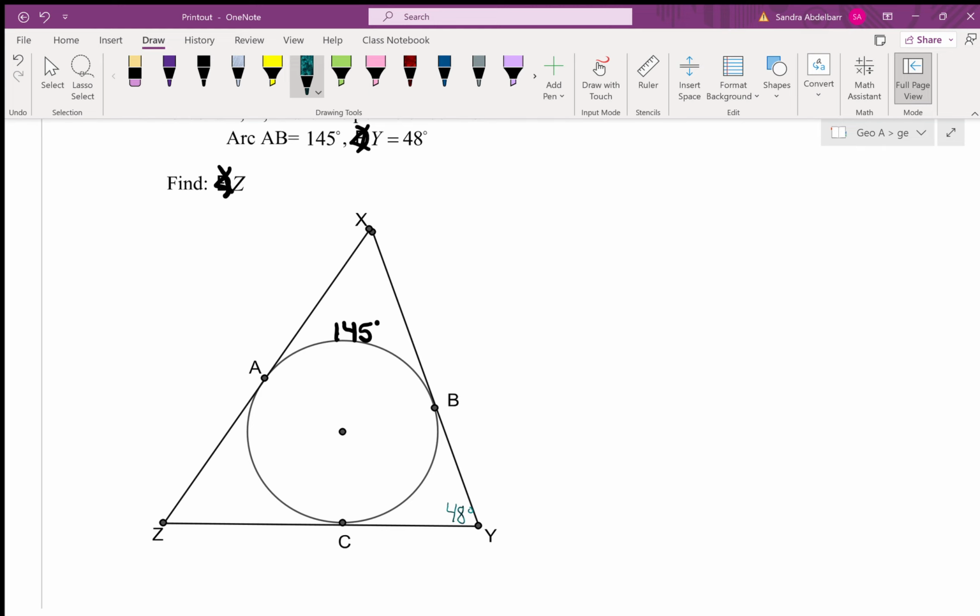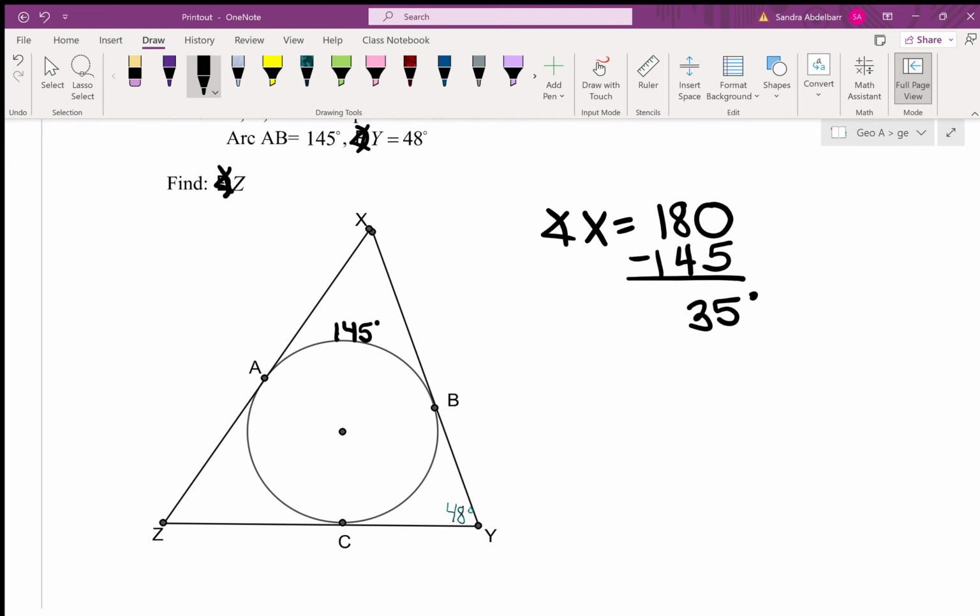Look at angle X. Isn't it a tangent-tangent angle with the circle? So what do we know about a tangent-tangent angle and its arc? They have to add up to 180. We learned it yesterday. We just repeated it again today. So for me to find angle X, I'm going to say angle X is equal to 180 minus 145, and we will get 35 degrees.